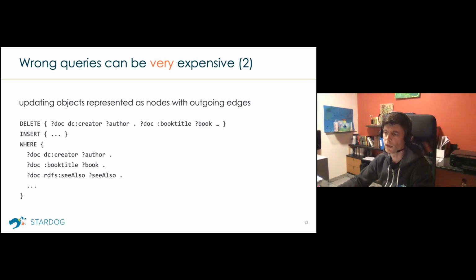And this is, by the way, the only SPARQL update query which I'm going to show in the whole talk. I don't want to talk too much about SPARQL update, although SPARQL update presents some interesting performance challenges which don't exist in read-only SPARQL. But anyway, what the author of this query wanted to do was to query documents, objects which have certain properties, creator, book title, see also links, and so on, and they wanted to update those objects. So they wanted to first delete them from the graph and then write something else instead, which seems like a reasonable thing to do.